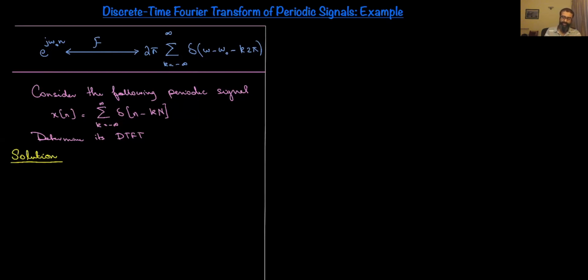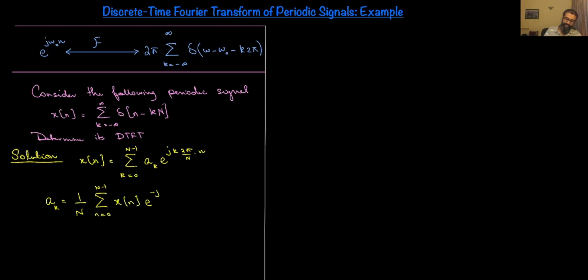In order for me to determine the DTFT, the first thing I need to do is to determine the Fourier series representation. So I know that x of n, because it's periodic, can be represented in its Fourier form. The Fourier representation is a_k e raised to j k 2 pi divided by capital N times n, and let this summation be from 0 to capital N minus 1, where each one of the Fourier series coefficients can be determined through the analysis equation. So this is 1 upon N summation, let this be from 0 to N minus 1, x of n e raised to power minus j k 2 pi divided by N times small n.